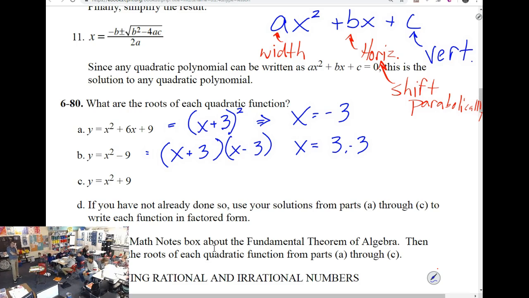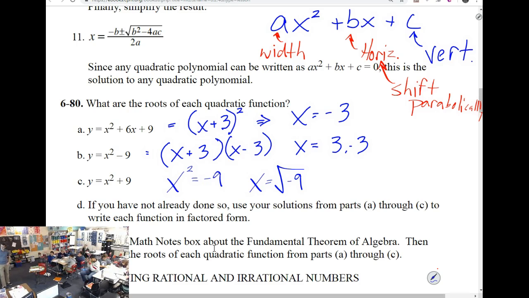How do I deal with C? Is there an easy way to do this? Subtract the 9. And then you do like 3i. X squared equals negative 9. So I make y 0 first, right? Then I can subtract 9 from both sides. Then x equals the square root of negative 9.